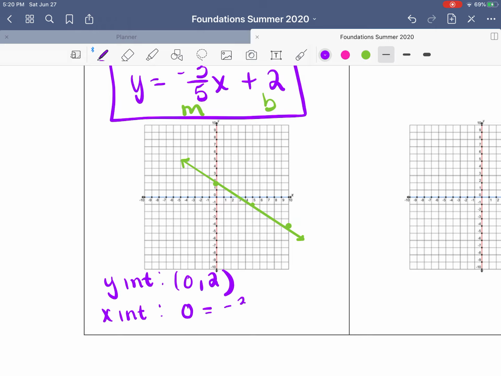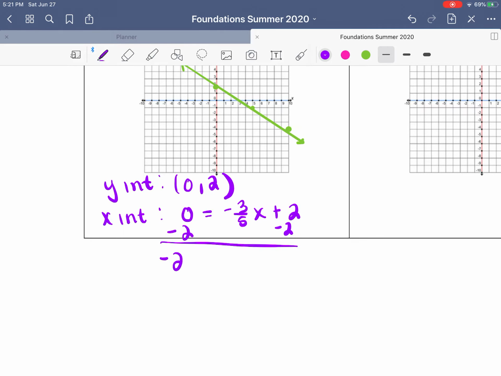But I need to find my x-intercept because my graph is a little off. 0 equals -3/5 x plus 2. Now notice that it makes sense that I plugged in 0 for y because I'm solving for x. Subtract 2. Run out of room, but I have some extra paper down here. Math people are paper wasters. Just get used to it.